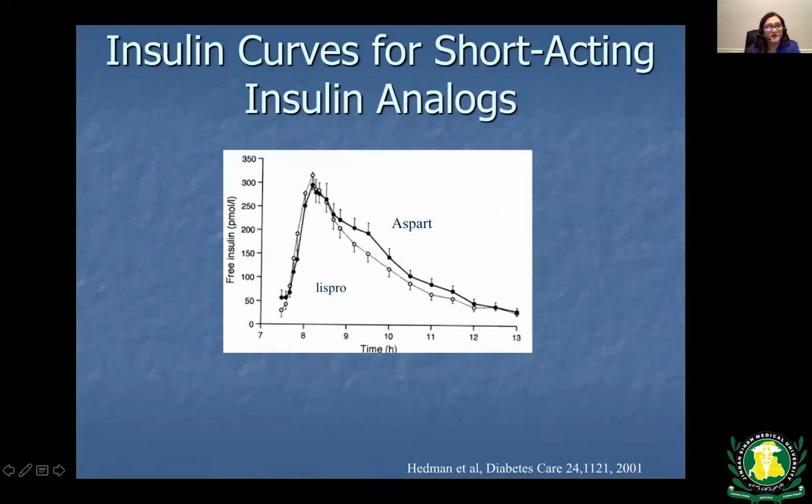And then this sort of represents the bolus insulin. As we can see here, this is the glucose spike, and along with the glucose spike, there is a spike in the insulin. And this is how the insulin analogs or the short-acting insulin works.